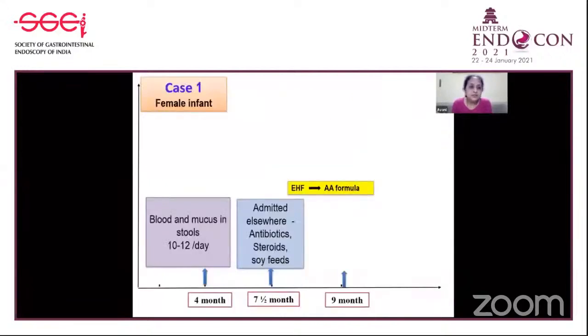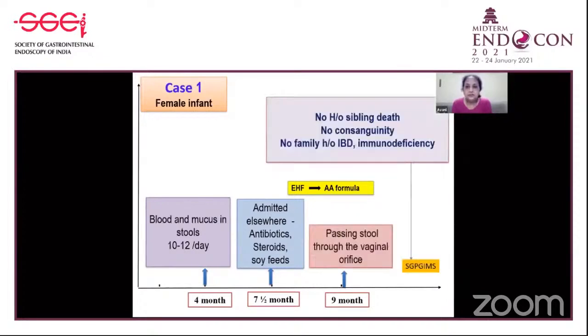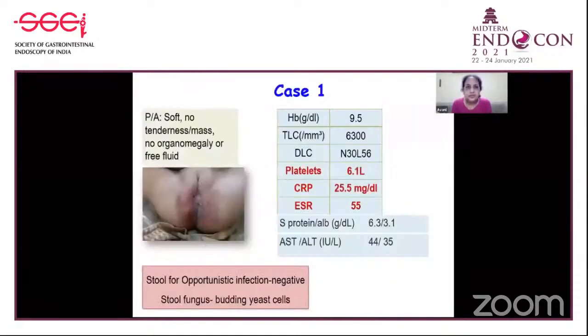The first case was a female infant who started having blood and mucus in stools from 4 months of age. This child was admitted elsewhere and was started on antibiotics, steroids, and soya feeds, but didn't respond. Then she was put on extensively hydrolyzed formula and an amino acid formula, keeping in mind the diagnosis of cow's milk protein allergy. At 9 months of age, passage of stools through the vaginal orifice was noticed, and this is when she was brought to us. There was no history of sibling death, no consanguinity, and no family history of IBD or immunodeficiency.